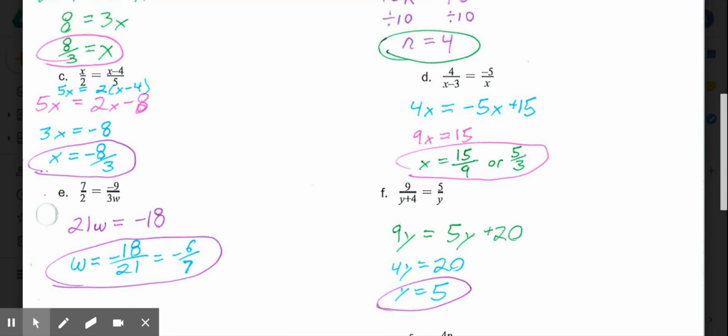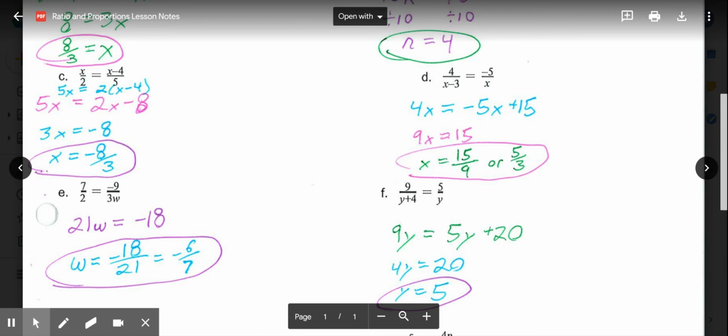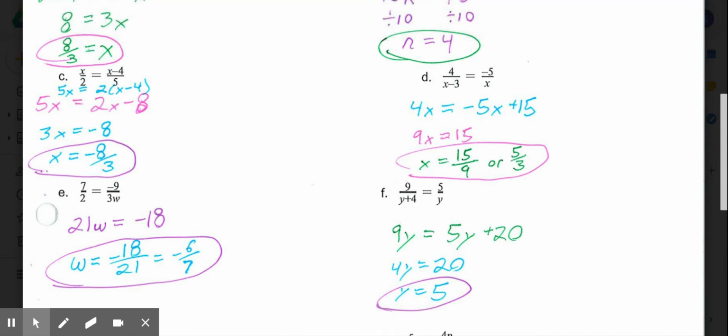In D, cross multiply 4x, and then negative 5 times the quantity x minus 3. So negative 5 times x is a negative 5x. Negative 5 times the minus 3 gives me the plus 15. Now we need to solve for x, so we're going to add the negative 5x to each side to get it back to 0. So that would be just adding 5x. So we'd have 9x equals 15. Then we'll divide both sides by 9, and x is 15 over 9, or if we simplify that, 5 over 3.